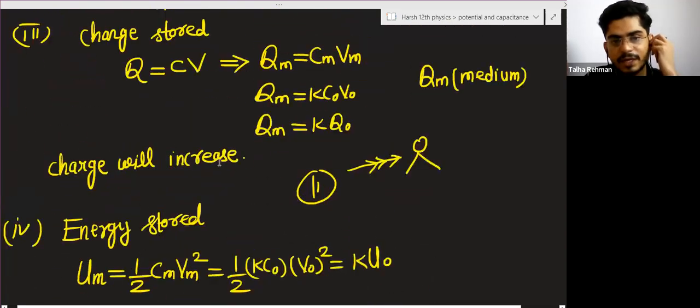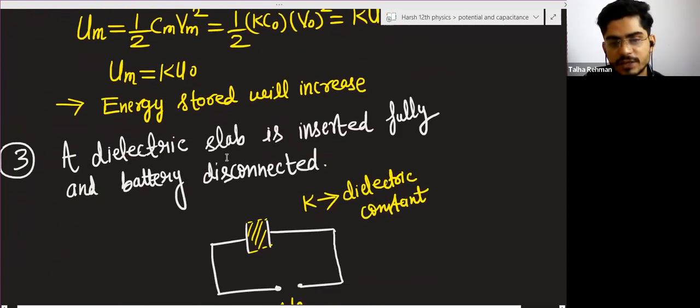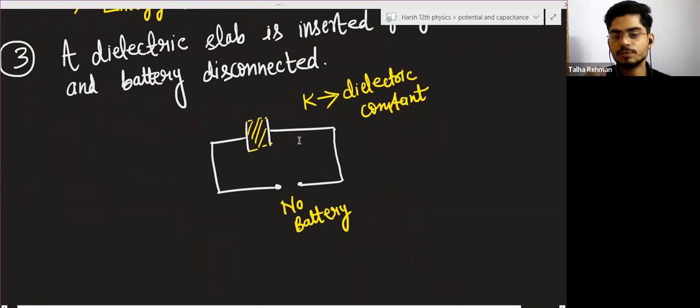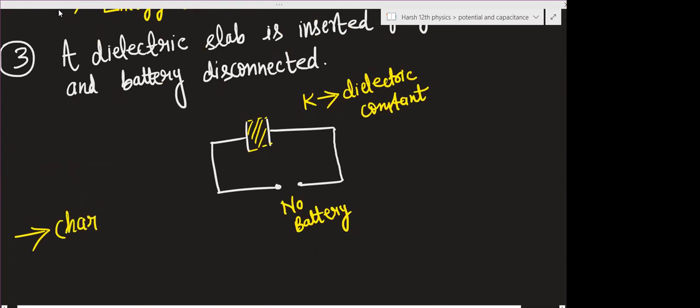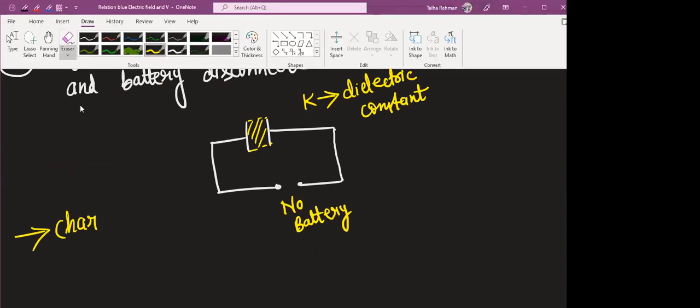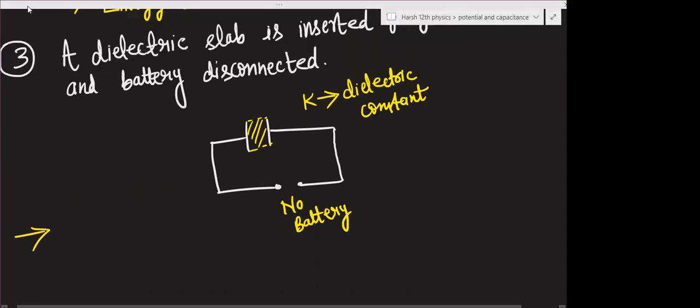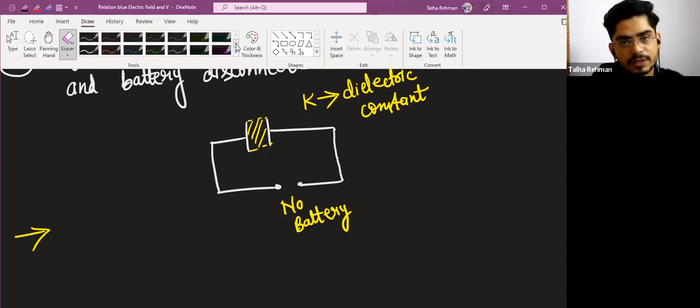So what happened if there is no battery? Earlier there was a battery giving the charge. Now suddenly you remove the battery, so charge will remain the same. Charge will remain same inside the capacitor because the battery is removed.